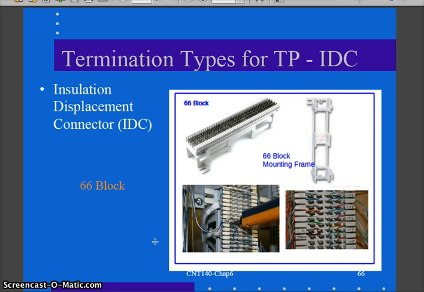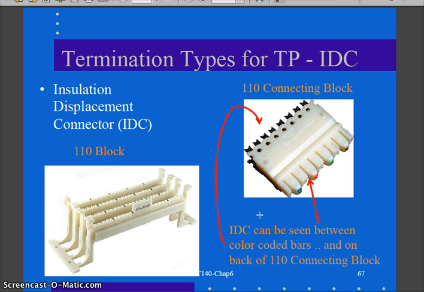If I look at a 66 block for telephone systems, here's my 66 block. As I look a little closer, there's actually a series of metal V's that when I lay the wire in and use a punch down, it's forcing the wire down in the metal V, cutting the insulation and making contact with the wire inside. So phone systems that use a 66 block, that's an insulation displacement connector.